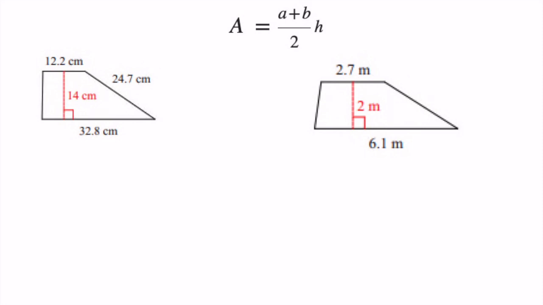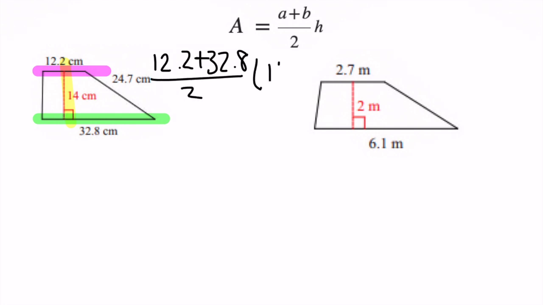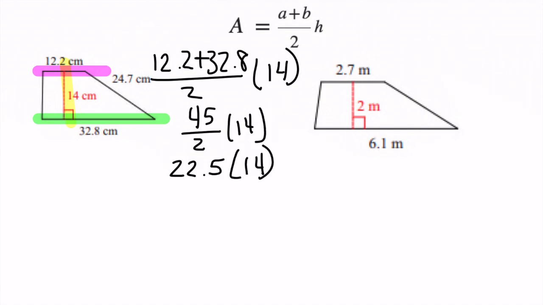I hope you had a chance to try these and set it up on your own. So we have A, B, and our height. So we should have 12.2 plus 32.8 over 2 times 14. 12.2 plus 32.8 will give us 45 over 2 times 14. 45 divided by 2 will give us 22.5 times 14. When we multiply those together, we should get 315 centimeters squared.